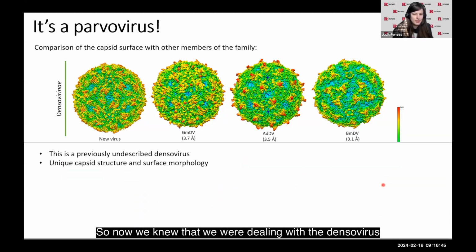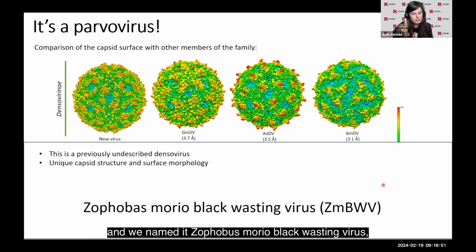So now we knew that we were dealing with a densovirus, so it was time to name this new virus, and we named it Zophobas morio black wasting virus, which I will abbreviate as ZMBWV, based on its characteristic pathology.